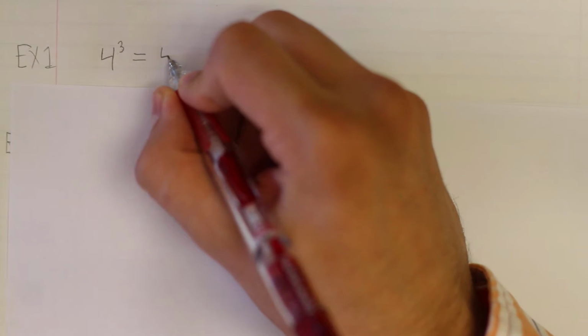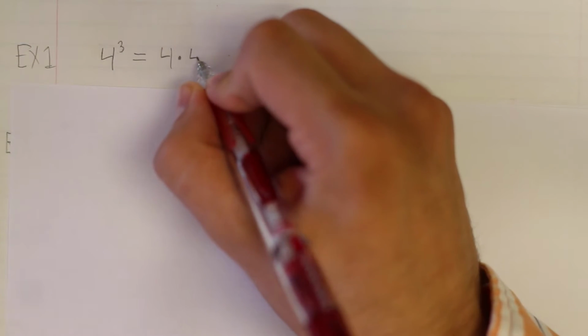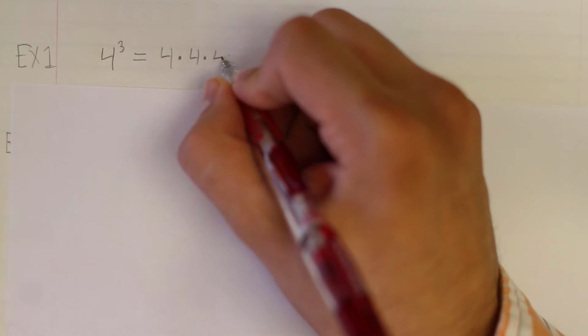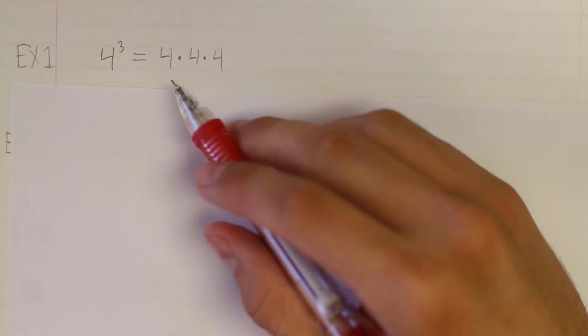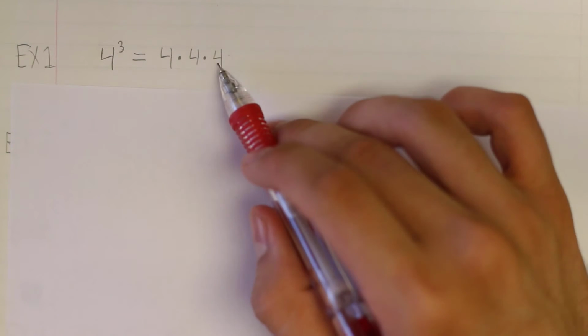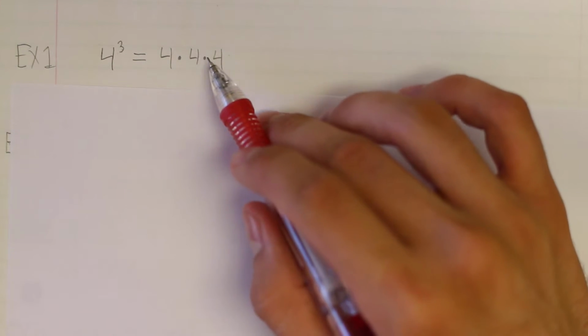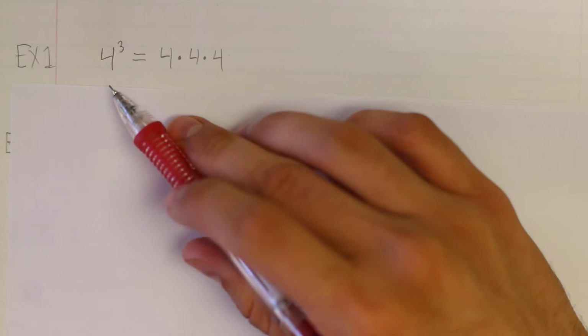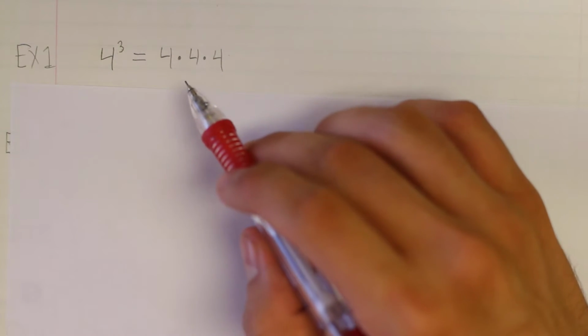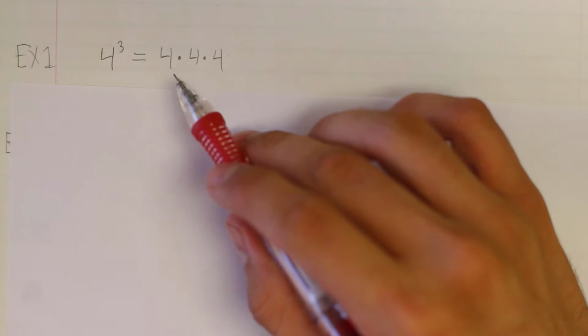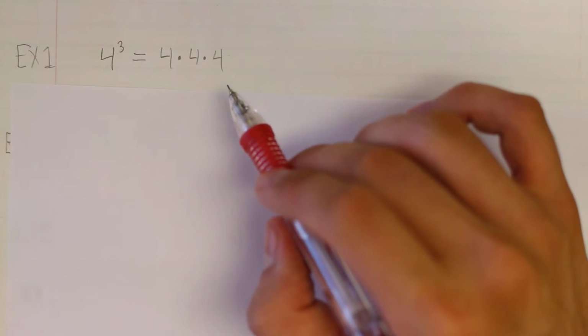So you could write it like this: 4 times 4 times 4. Notice I have 4s right here, and I have 3 of them. Notice that I'm only going to multiply twice, though. Please do not try to do this in your head, because often students make mistakes because they end up multiplying 1 too many times. It's helpful to write it out, especially when you're first going over it.